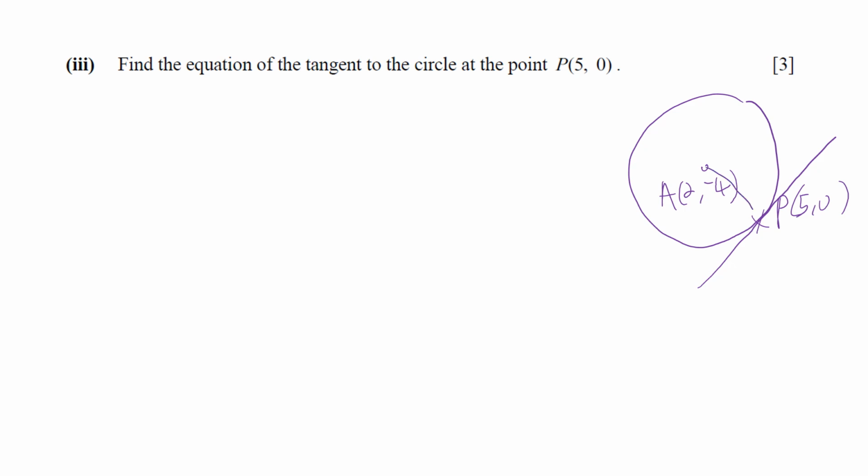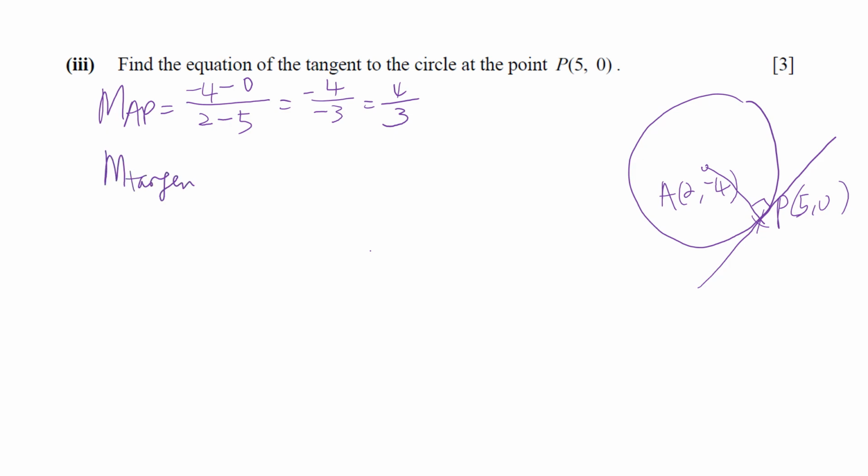Okay, that's quite easy. The radius is perpendicular to the tangent. So we can basically find the gradient of AP, and from there we can find the equation of the tangent. The gradient of AP will be (y2 minus y1) over (x2 minus x1). That gives you -4 over -3, which gives you 4/3. So therefore the gradient of your tangent line, because they're perpendicular to each other, will be -1 divided by 4/3, which gives you -3/4.